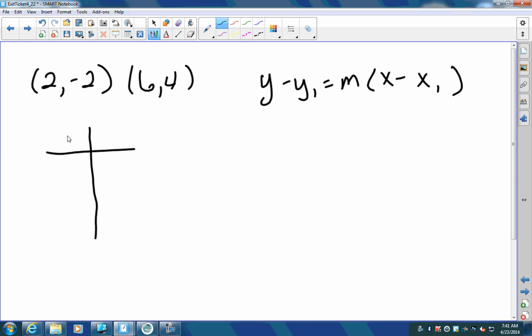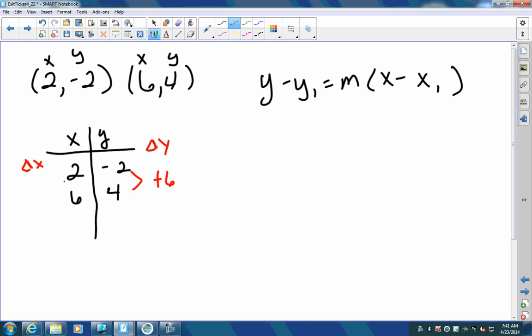Now, some people didn't put it in the table correctly. Remember, it goes x then y. X then y. So I have 2, negative 2. Did you put it in the table right? 6, 4. Then I'm going to do delta y. The change in y right here is plus 6. Delta x is plus 4. Delta y over delta x. Remember, it's y over x. 6/4, and that reduces to 3/2.